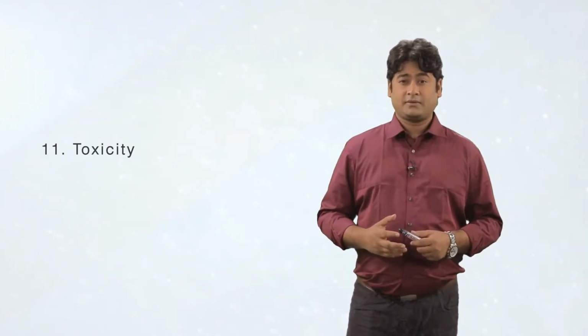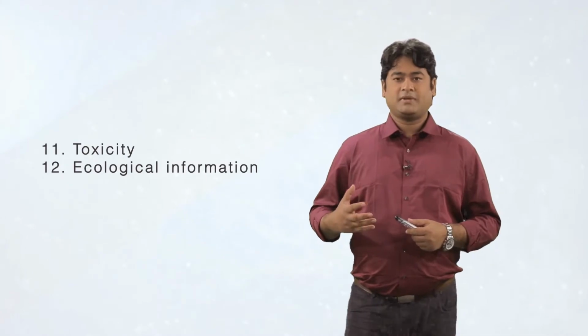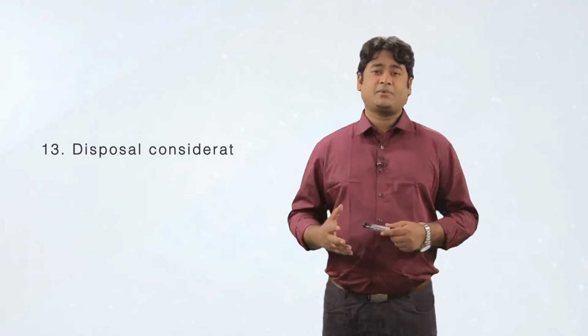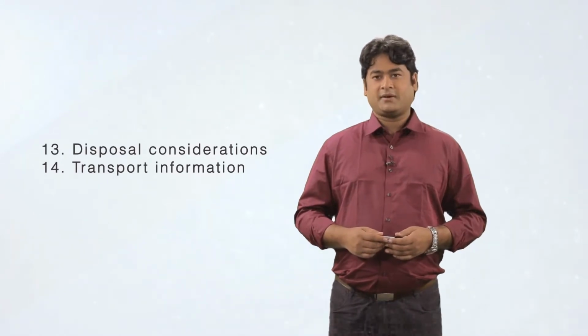Sections 11 and 12 particularly talk about the toxicity information: how toxic it is to the human body and how toxic it is to the environment. All this information is mentioned in these two sections. One of the important things to consider while managing chemicals is their use in the production process. The required information regarding the safe disposal of this chemical can be found in section 13 of the safety data sheet.